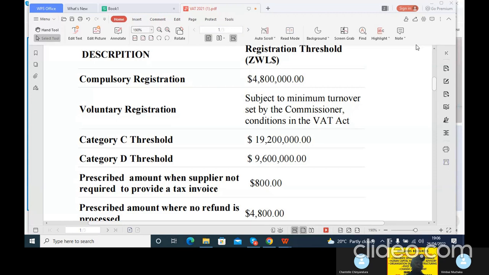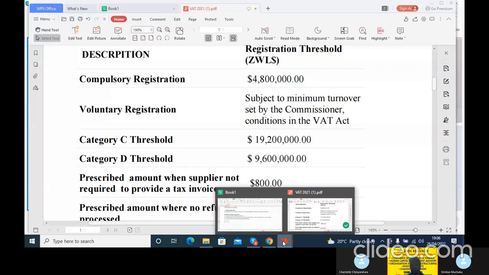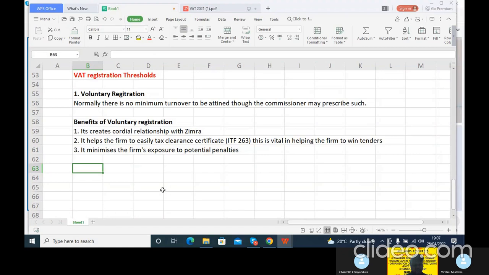Okay, I'm sure you've managed to snip the picture. Let me proceed. I've done the snipping tool. It's uploading. Okay, fine. Yes, it is registered here that it is sent.